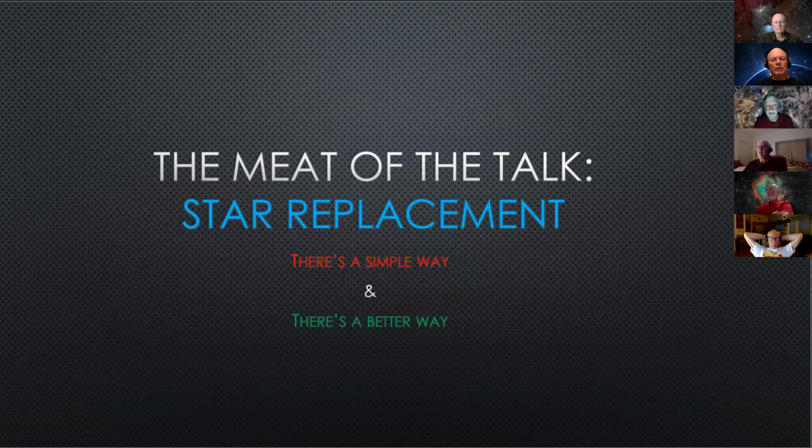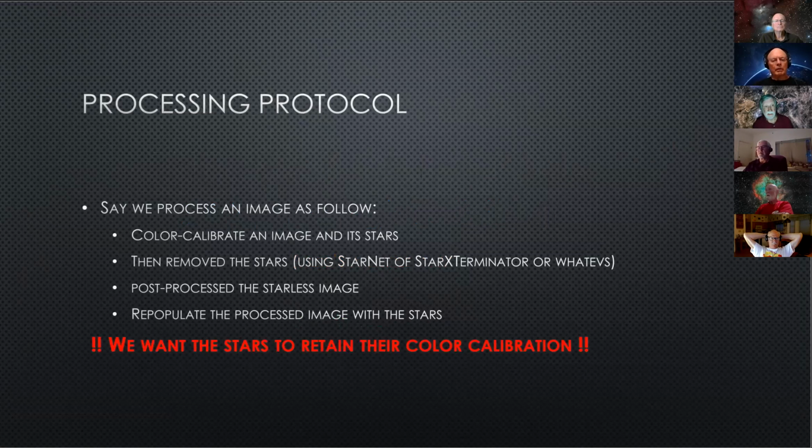Okay, so the meat of the talk, the thing I really needed to get to, was star replacement. And there's a simple way, as I've indicated: you just add the stars back to the image. You take them out, isolate the stars from the background mathematically, very simply, and then you just add them back in after you've processed the image. But there's a better way, because the first way doesn't maintain the star colors or intensities, and the second way does a better job of doing that.